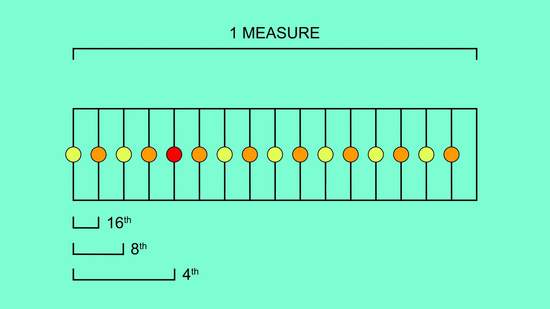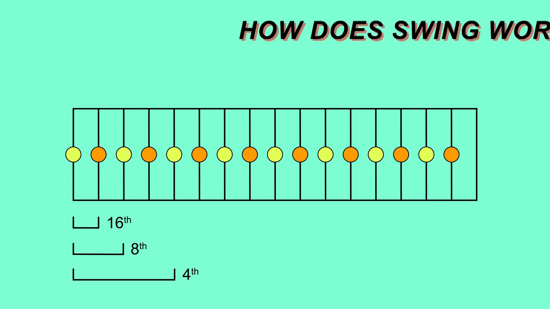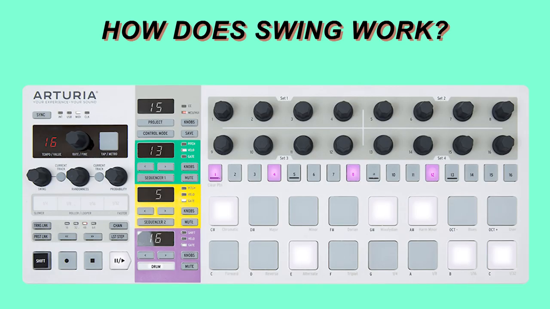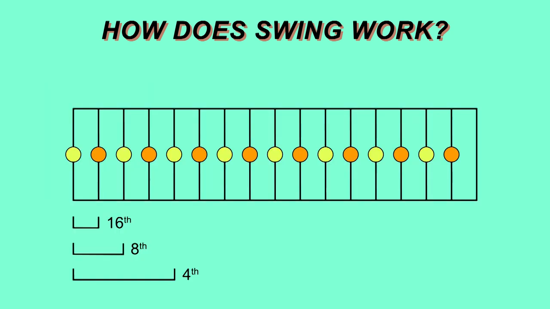Now, how does swing work? It basically works moving forward the second 16th of every 8th group. In other words, if you consider a step sequencer, for example like the one that you have on the Arturia BeatStep Pro, swing delays all the even number 16th beats of the sequencer. Or, if you look at the motion graphics on the screen, it moves forward the orange beats.